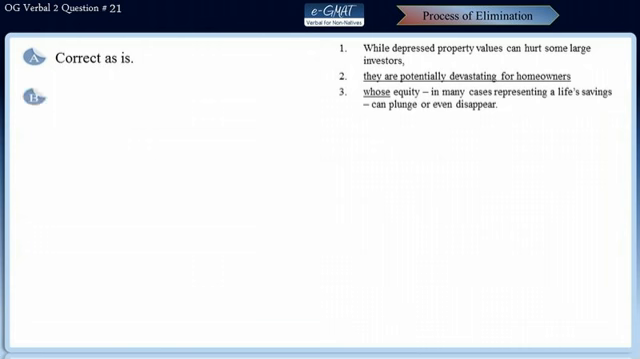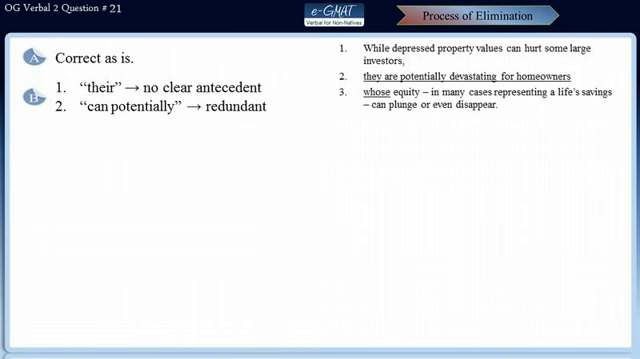In choice B, we have the pronoun there. Now there does not have a clear antecedent. It logically should refer to homeowners, but the construction of this choice is such that there refers to the same antecedent that they refers to, which is property values. So there is very ambiguous here. Also, can means capability, and potential also means the same thing. So together this expression can potentially is redundant. So for these reasons, choice B is not the correct answer.